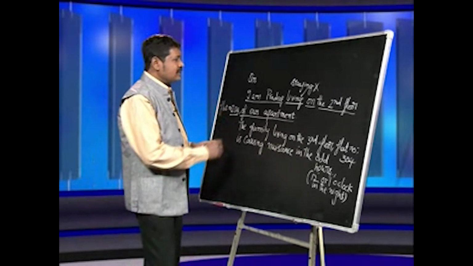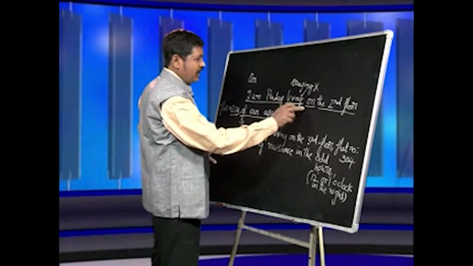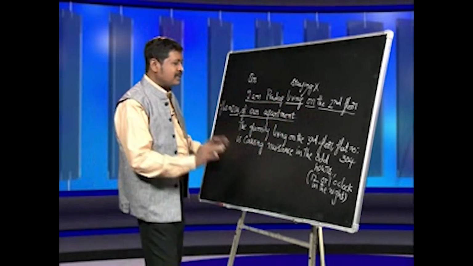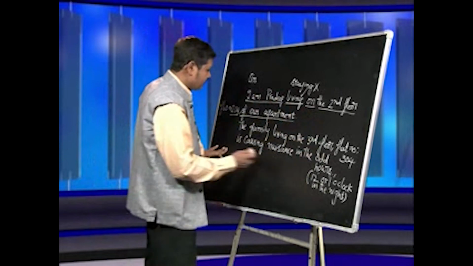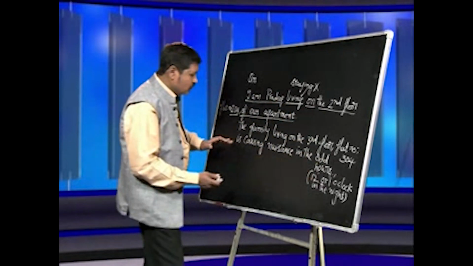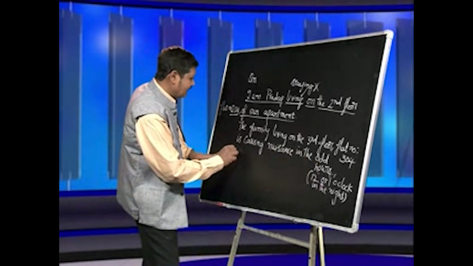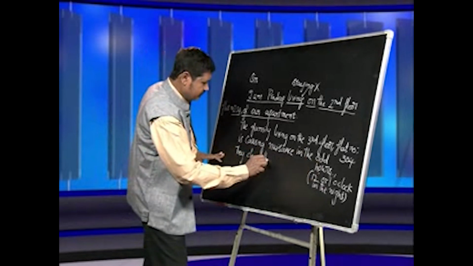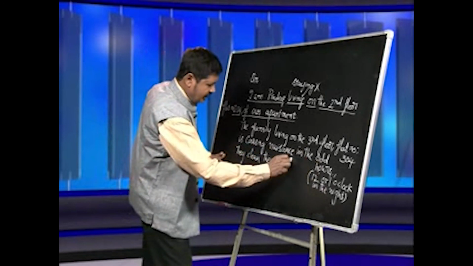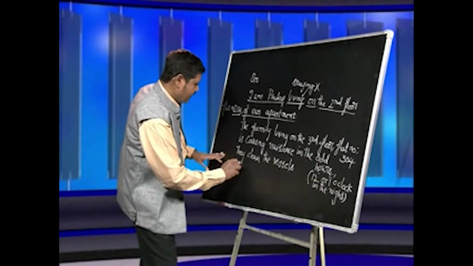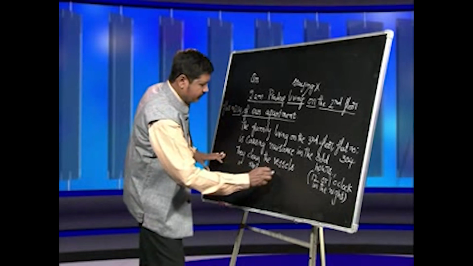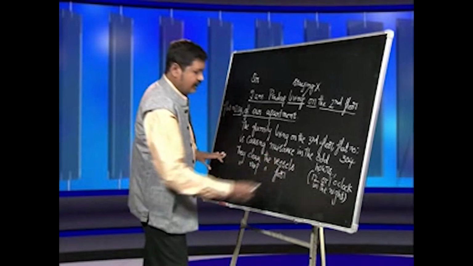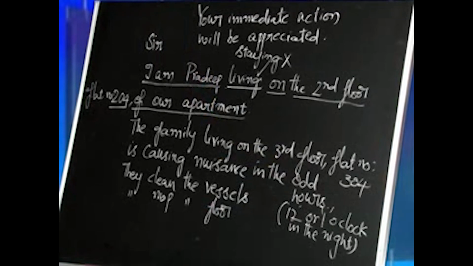So in this letter again, you should know how to introduce yourself. Where do you live? What is the actual problem that is caused? Family living on the third floor, causing nuisance in the odd hours. So maybe in the third sentence we have to say, they clean the vessels. They mop the floor. In the night, at such odd hours, at 12 o'clock in the night, at 1 o'clock in the night, they clean the vessels, they mop the floor.